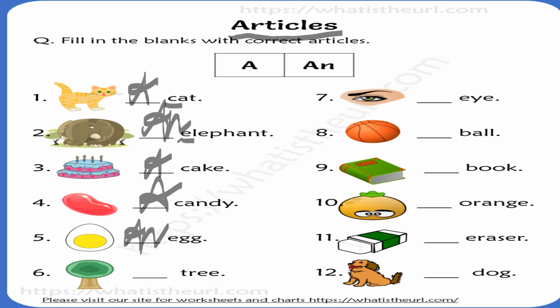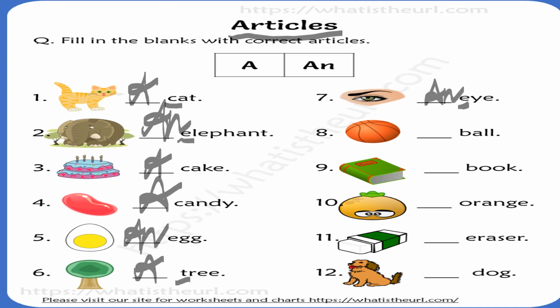Next is tree. So T is a vowel or a consonant? Yes, right you are. It's a consonant. So what are we supposed to write here? A. Why a? Because here we are talking about one tree, and second thing is T is a consonant. Is that clear? Next. Eye. Here we are talking about one eye, and E is a vowel. So with a vowel, what are we supposed to write here? An eye.